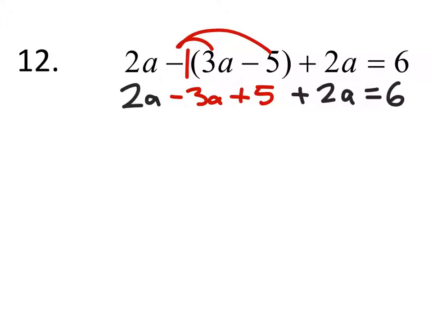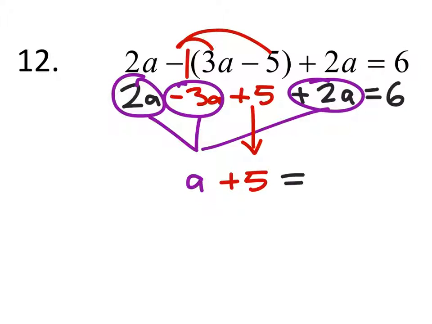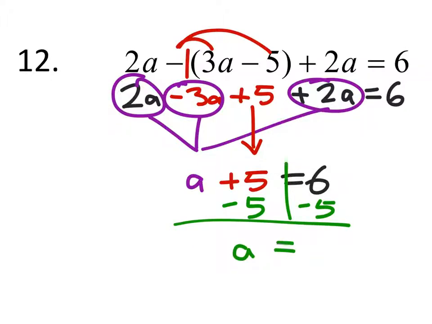So, once again, looking to combine like terms, I can combine my a's right here. So 2a minus 3a plus 2a, that should give me a 1a, which is good. The 1, again, we don't really need. And then we had that 5, which really doesn't have anything to combine with right now. So I've got a plus 5 equals 6. And then to solve this, I'll subtract 5 from both sides, which leaves me with a equals 1. And of course, don't forget to check your answers on those.